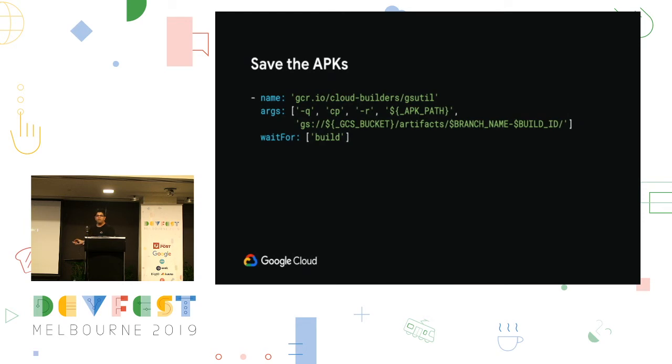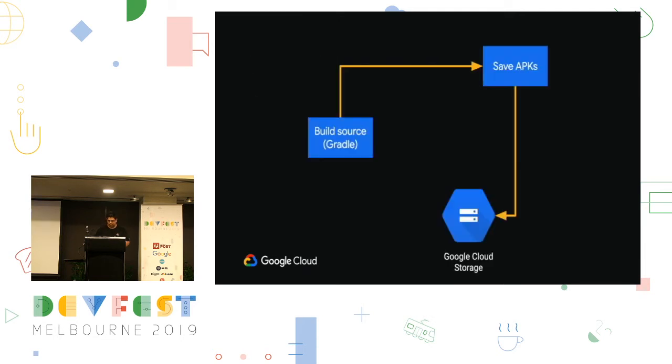But saving the APKs is as simple as just basically calling our gsutil, which is the cloud storage utility. We're doing a recursive copy of all of our APK directory and storing it in our cloud storage bucket. And as I said, we start that. So if we look at our diagram here of our build steps, all we're doing is we're building our source, saving the APKs, and then we're uploading it to cloud storage.